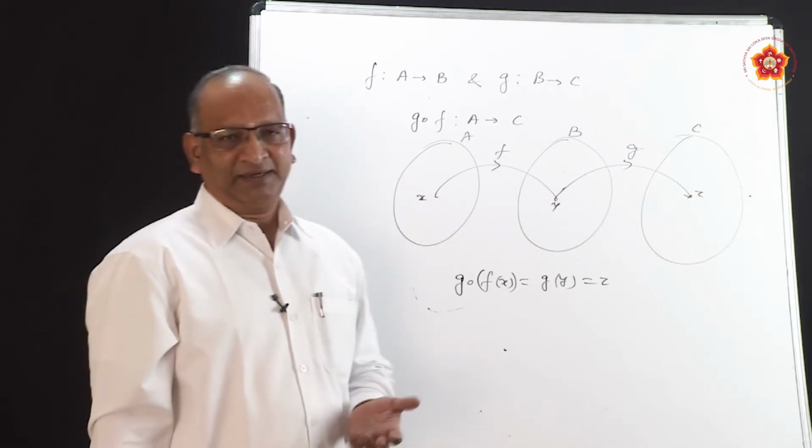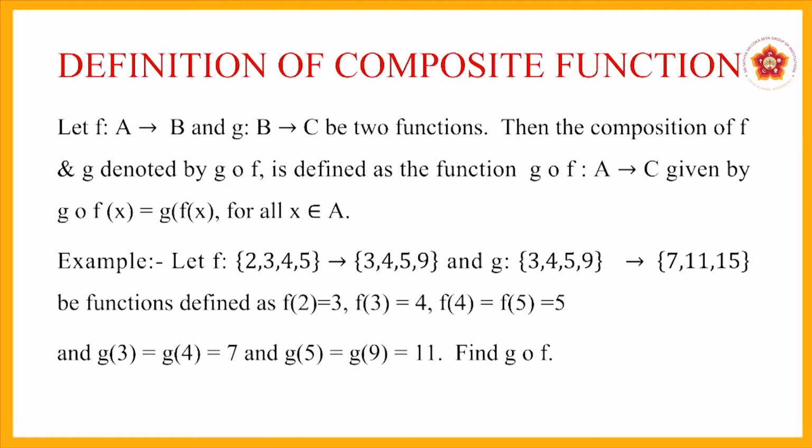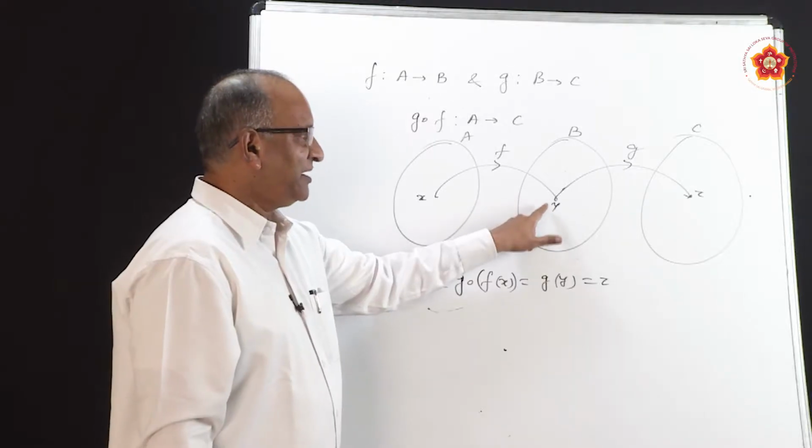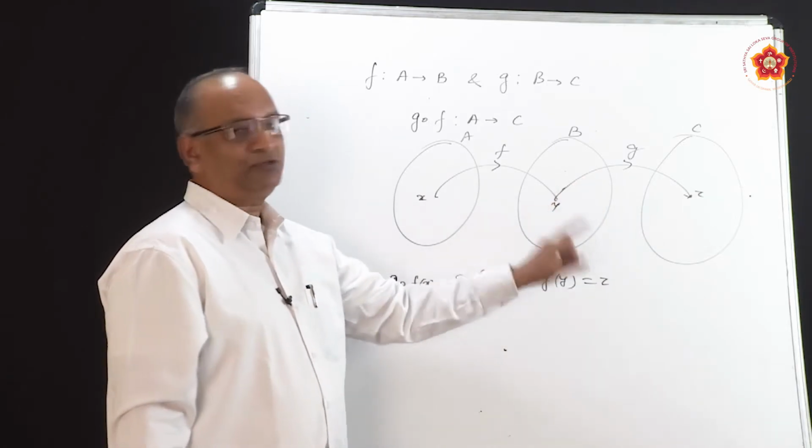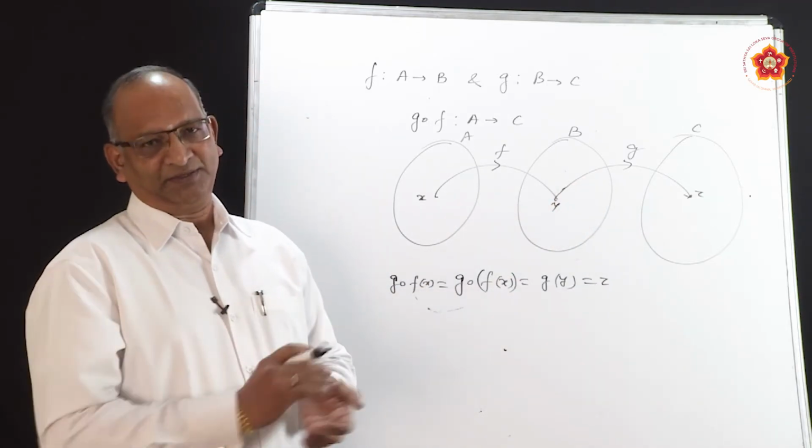Let us repeat once again. If f is a function from A to B, g is another function from B to C, then the composite function of f and g, we represent it as g o f. And what is g o f? It is a function from A to C. How do you find g o f? g o f of x can be written as g of f of x. What do you mean by f of x? Image of x. Image of x is where? It is at y. So f of x can be replaced by y. Where is the image of y? It is at z. So it is equal to z. So it is called composite function.